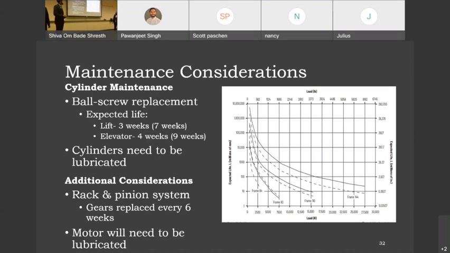So the ball screw for the cylinder will either need to be replaced every 3 weeks for the 0.2-inch ball screw or 7 weeks for the 0.4-inch ball screw. The elevator will need to be replaced every 4 weeks for the 0.2-inch or 9 weeks for the 0.4-inch. The cylinders will also have to be lubricated regularly to maintain the plant's desired level of production. The rack and pinion system gears have to be replaced every 6 weeks, and the motor will need to be lubricated regularly as well.